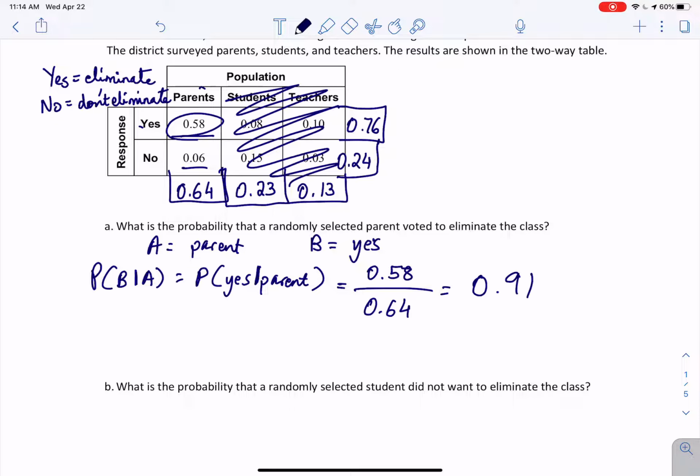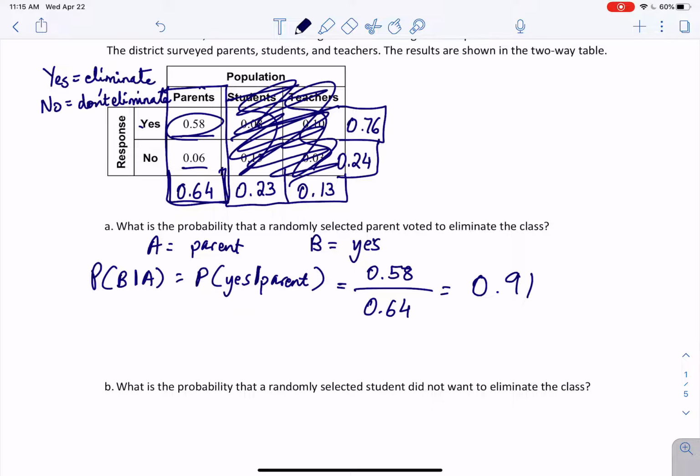Right? And that should make sense because we have a smaller group of people to pick from because we've picked a parent, which means we've ignored the students and we've ignored the teachers. The only people left are these parents, so that's 64%. And then off that 64%, 58% of people said they wanted to eliminate it. So that's a huge difference, right? And that's a 91% chance.